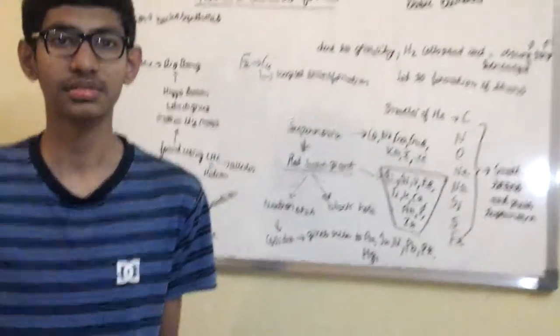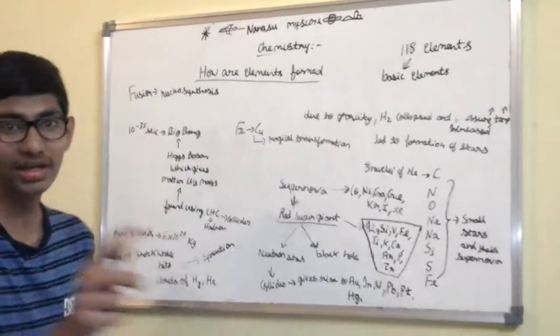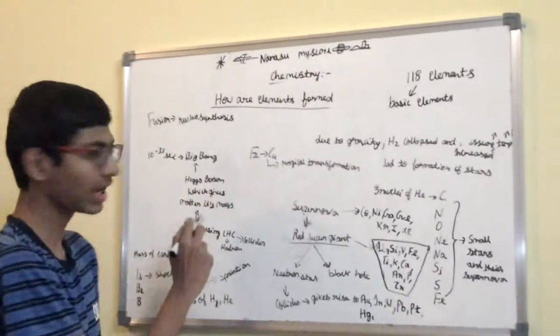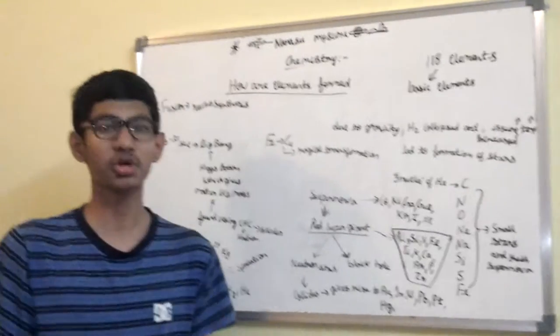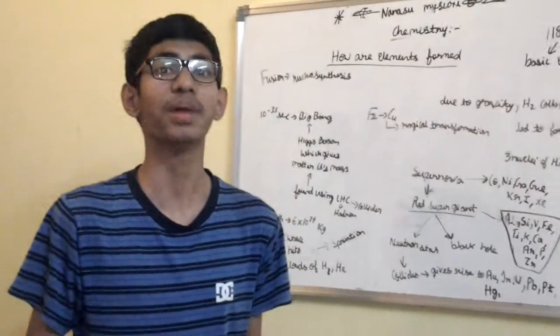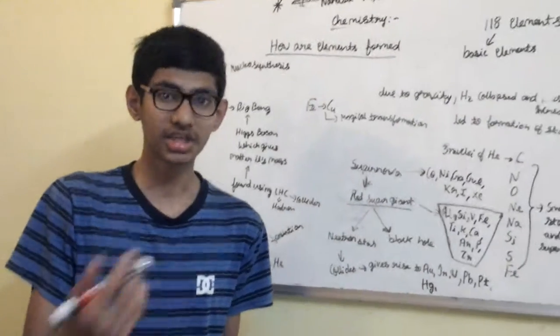So early in the universe there was nothing. Suddenly the Big Bang happened in less than 10 to the power of minus 35 seconds. And this happened due to a God particle named the Higgs boson. Higgs boson is a God particle which gives matter its mass, and it's stated as one of the particles that started the Big Bang.